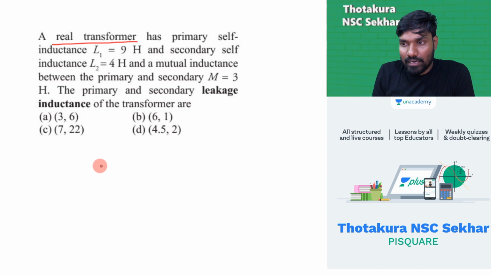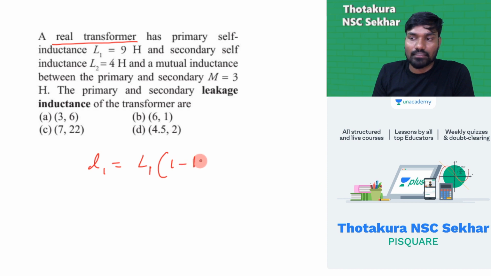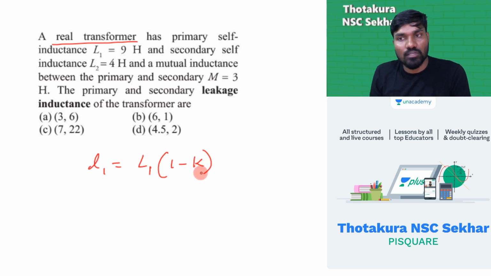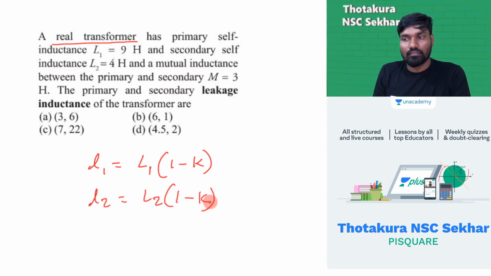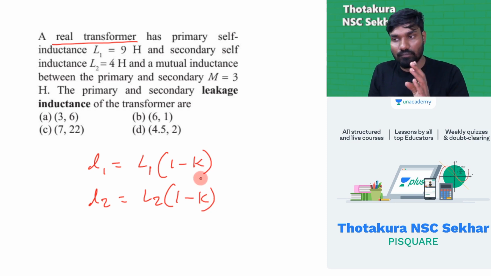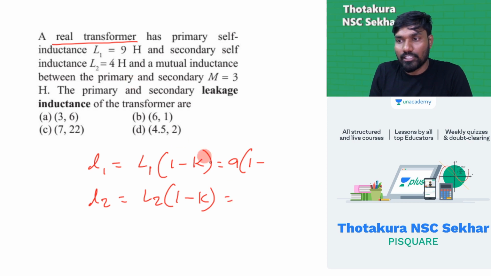Primary leakage inductance, let me represent it with small l1, is capital L1 into 1 minus K. If K is equal to 1, 1 minus 1 is 0, leakage is 0, perfect coupling. Similarly, l2 is equal to L2 into 1 minus K. There will not be any secondary leakage if K is equal to 1. Now, what is the value of K? L1 is 9, L2 is 4, but the K value is not known.